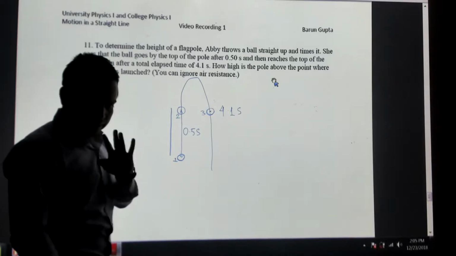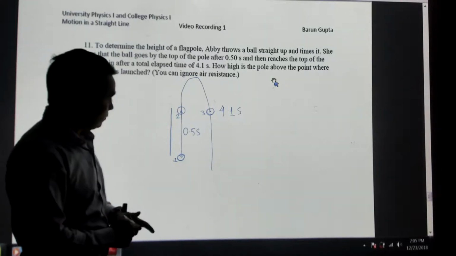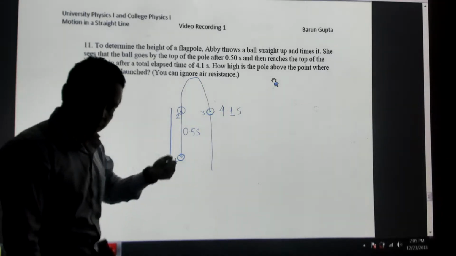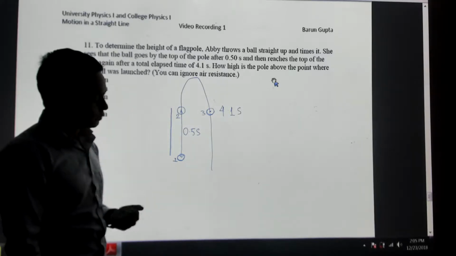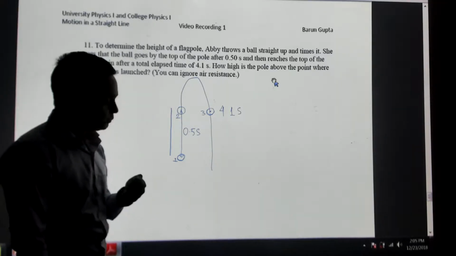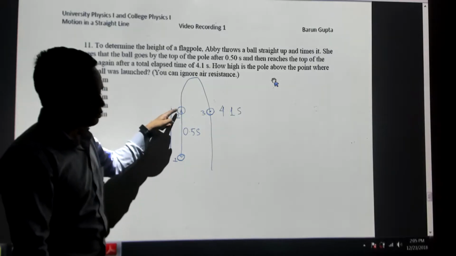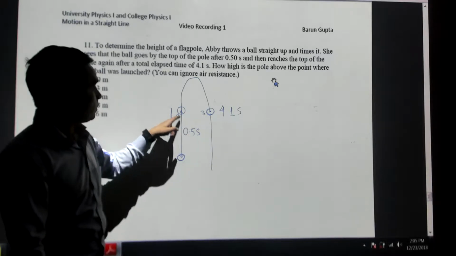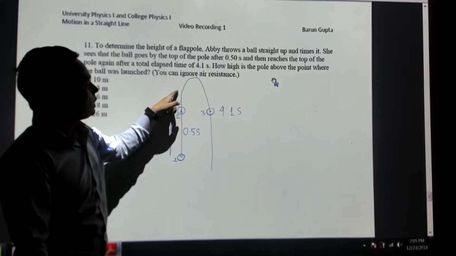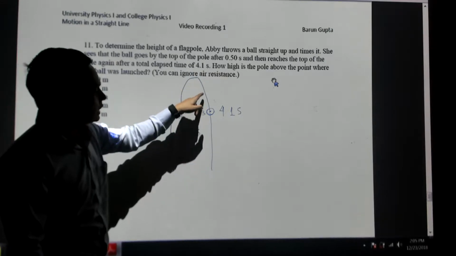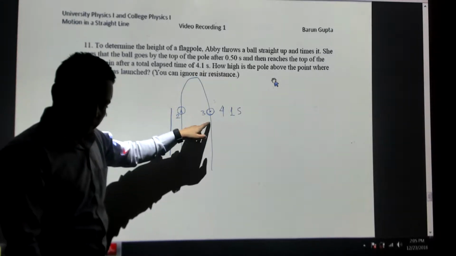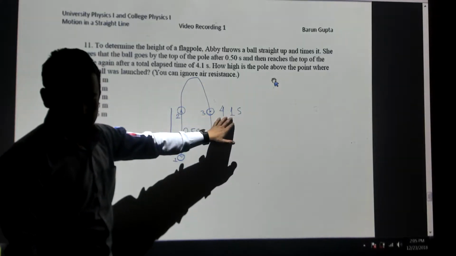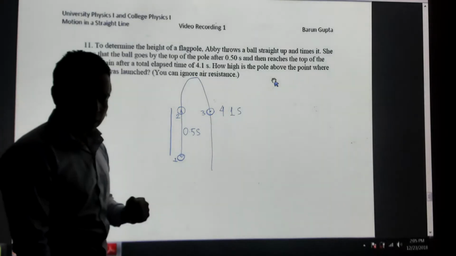Let me tell you the problem again. You have to measure the height of this pole. You throw this ball upward and you measure the time. When the ball reaches the top of the pole, the time it takes is 0.5 seconds. Then as it continues moving up, at a certain point it starts falling down again. When it comes back to the same height as the pole, the time is 4.1 seconds. Then you need to find the height of the pole.